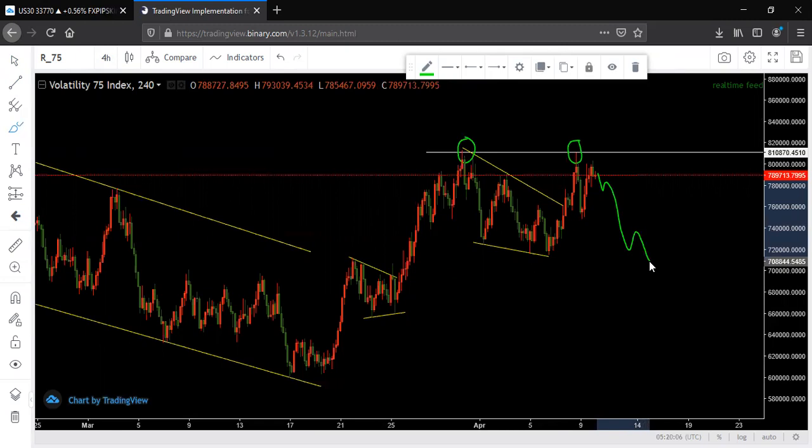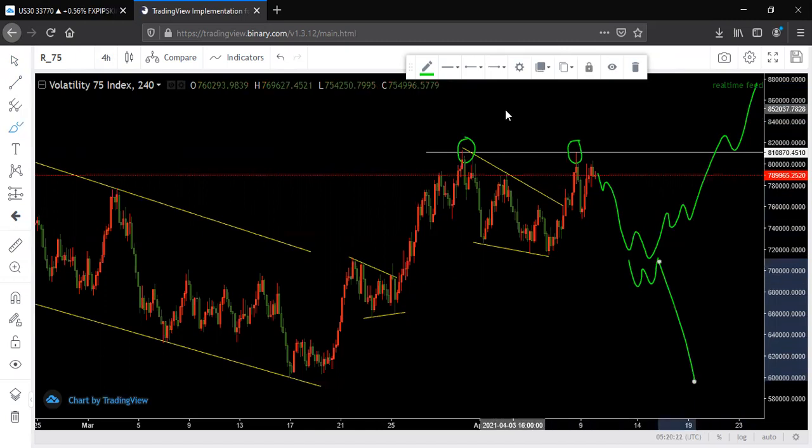It can go to the continuation for the second leg, then boom to the upside. And this is the probable scenario. Probably it can go like this. If it manages to break here, then we shall be waiting for the correction, then boom to the downside.